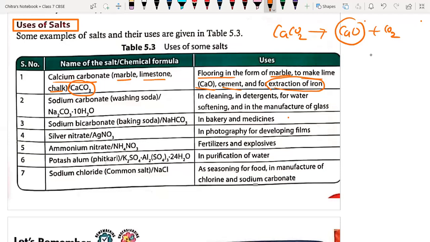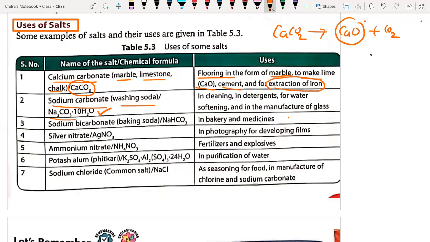Second, we are going to understand sodium carbonate, which is used as washing soda. Its molecular formula is Na2CO3, and here we have 10 water of crystallization. Do remember that if it is given here, it means it is important. A question may be asked like how many water molecules are present in the crystalline structure of sodium carbonate?